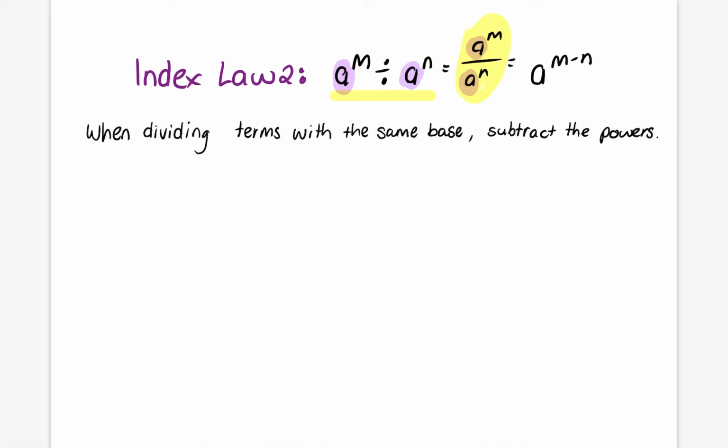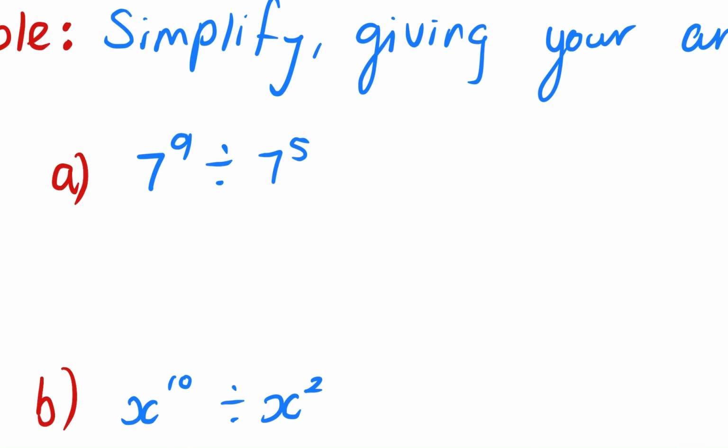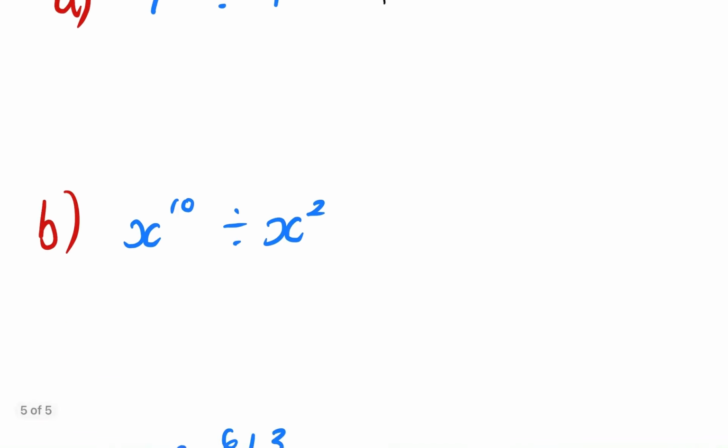So if we go and do some examples, I've got some examples in two different forms. We've got our basic one where we've got numbers involved. So we keep our base, which is the 7, and we go 9 take away 5. Keep that base, we don't do anything with it. And 9 take away 5 is 4, and that's our final answer, unless it tells us to evaluate it, then we find the answer. But otherwise, we leave it in that form.